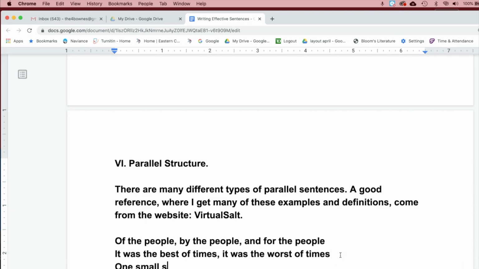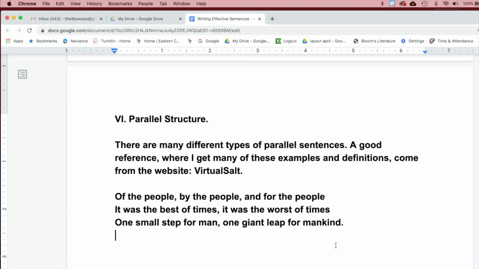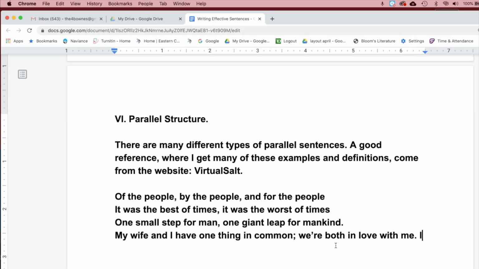"One small step for man, one giant leap for mankind." Okay, that's also parallel structure, right? There are so many ways to write parallel structure. Here's one I use all the time: "My wife and I have one thing in common. We're both in love with me." LOL. Okay.